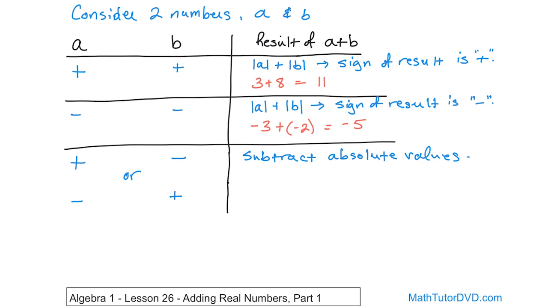The sign could be positive or negative, and so what you write is the sign of the result is the same as the larger of the absolute value of A or absolute value of B.